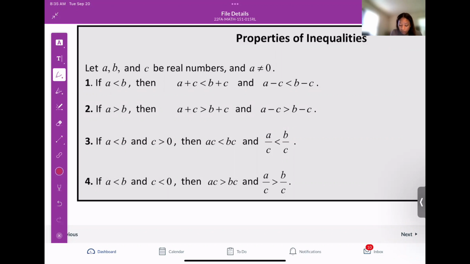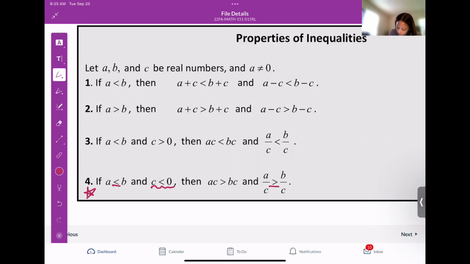If we multiply by a number that is greater than 0, then our inequality stays the same way. That's fine. But for number 4, if you multiply by a number that is less than 0, notice we started off with A is less than B, and then we're multiplying by a term C that is less than 0, so a negative number. And then our inequality changes directions. So we started off with a less than symbol, we end up with a greater than symbol.